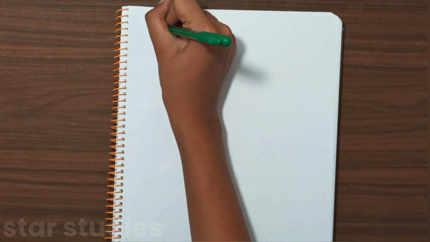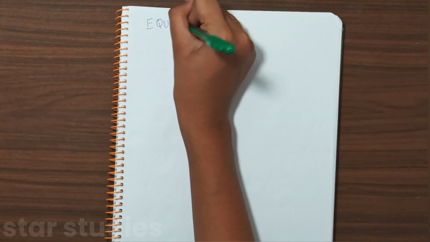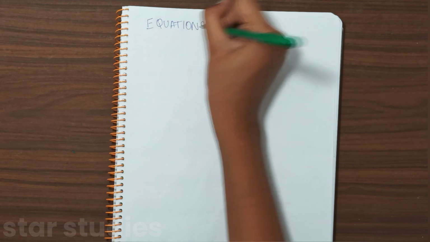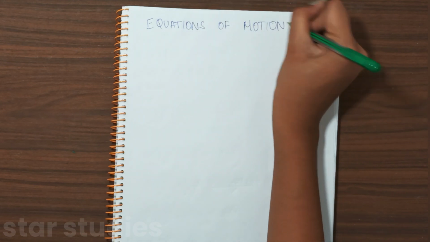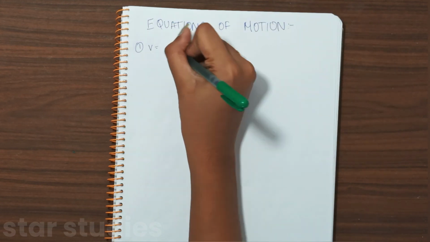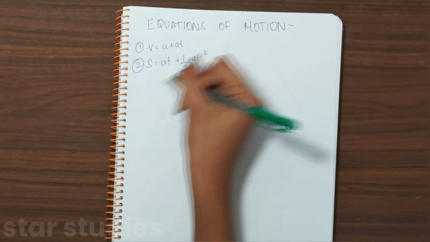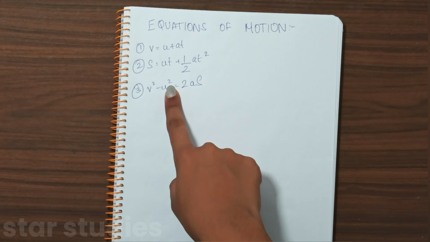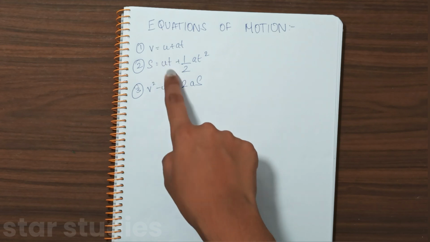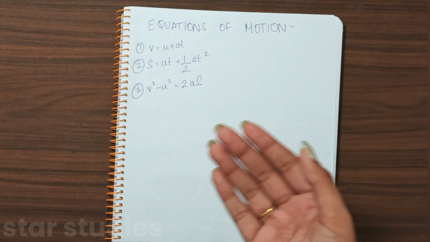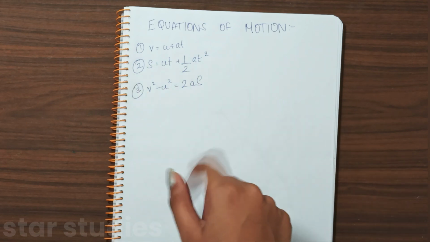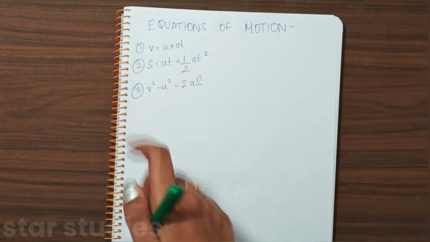In this video, we're going to derive the three equations of motion. These are the three equations of motion. When using these equations for problem solving, you must make sure that the acceleration given in the question is uniform acceleration. Now we're going to derive the first equation.